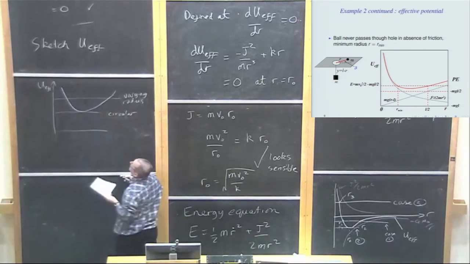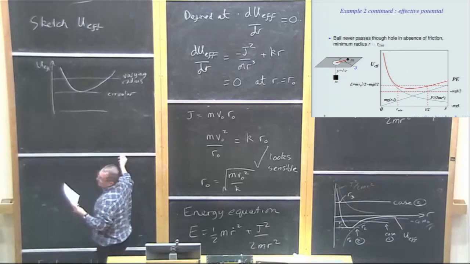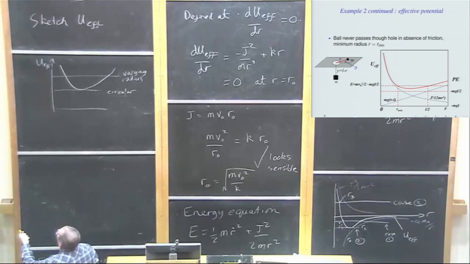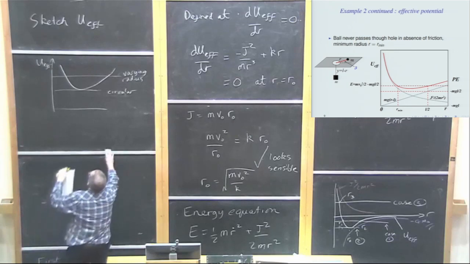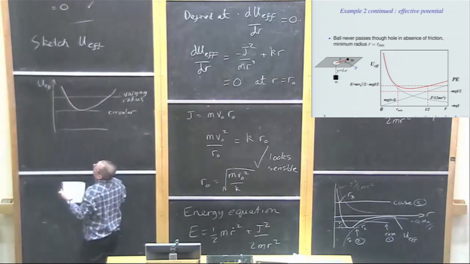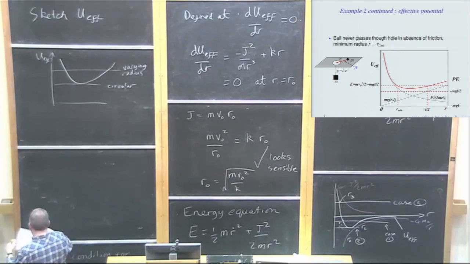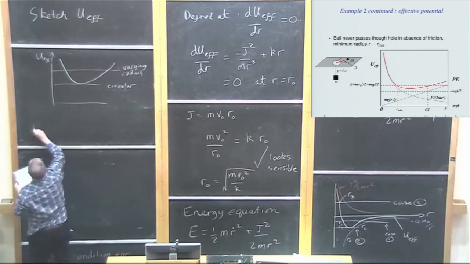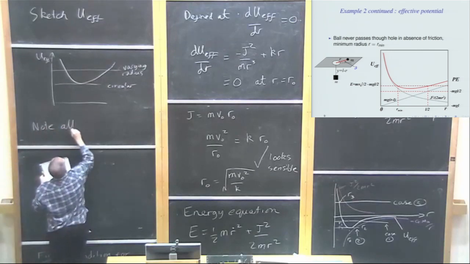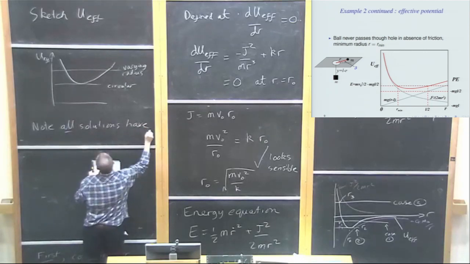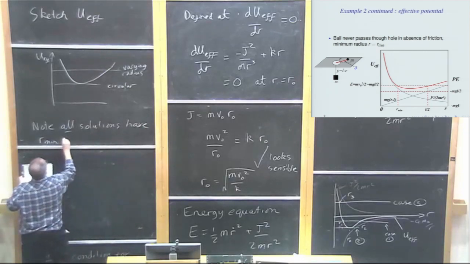Once more, in all cases we have a bound case. What is very interesting indeed is that whatever the energy you give this system, so you can draw a line here higher and higher and higher, because this is an asymptote going upwards, the intercept will always be at a radius which is bigger than 0. Note, all solutions have R minimum greater than 0.